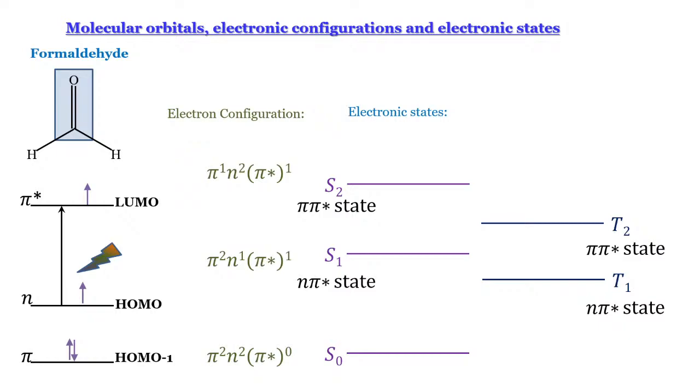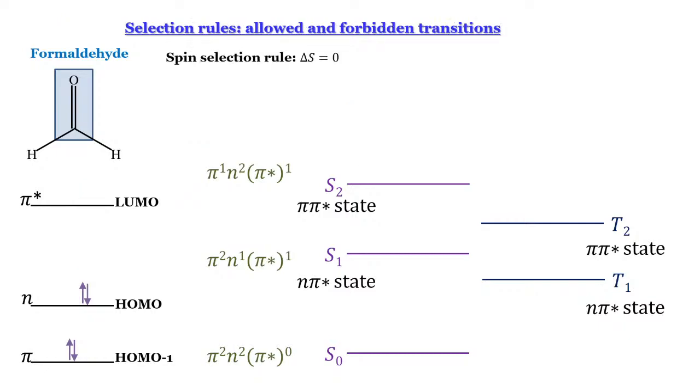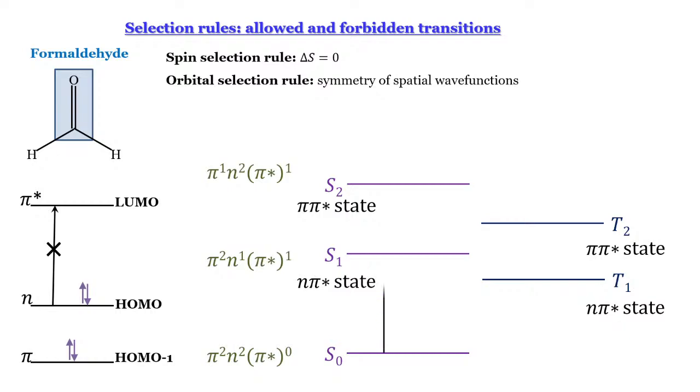Okay. Now, before we answer the question whether the T1 to T0 radiative transition is possible or not, let us just talk about that. The spin selection rule is delta S equal to 0. That means it forbids the transition between states with different spins. So, S0 to T1 absorption or T1 to S0 emission, they are actually not allowed. The orbital selection rule involves, as I started saying, the symmetry of spatial wave functions. So, because of that, S0 to S1 is actually not allowed in formaldehyde.